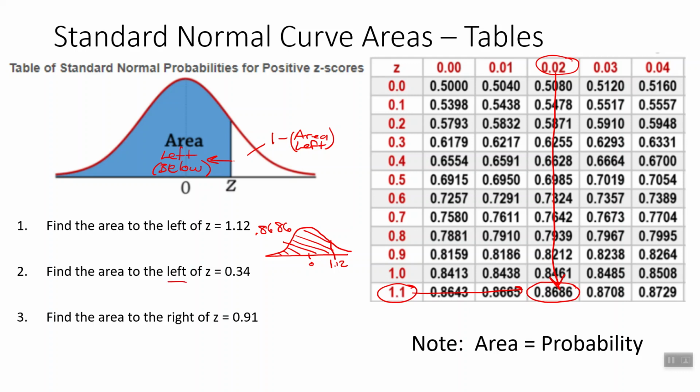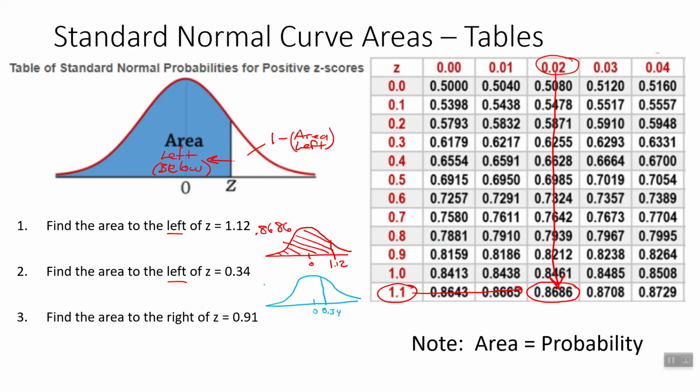So we've got another one, area to the left of 0.34. Let me switch colors here so we don't get mixed up. So I'm going to draw my little normal curve. It's not perfect, but you know what, it'll do. 0.3 is going to be pretty close.